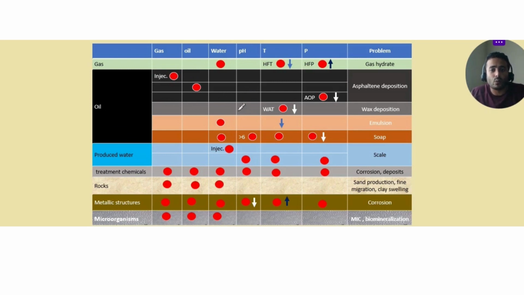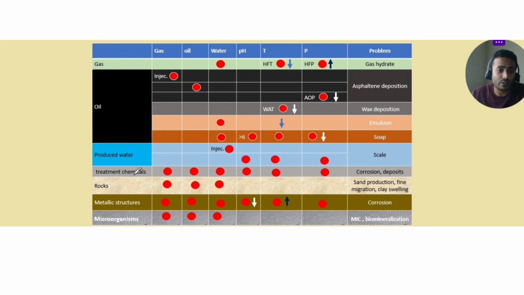The oil will also deposit waxes if the temperature falls below the wax appearance temperature. The oil will interact with the water in the presence of emulsifying agents to cause emulsions. The naphthenic and carboxylic acids in the oil will interact with the metal ions in the water at specific pH to cause soap, either soap emulsion or soap scale. And then moving to the produced water, it'll interact with the injection water to cause scaling issues, or it can be self-scaling with the changing pH, temperature, and pressure.